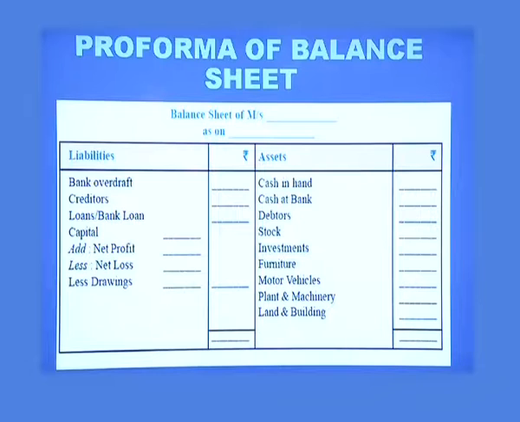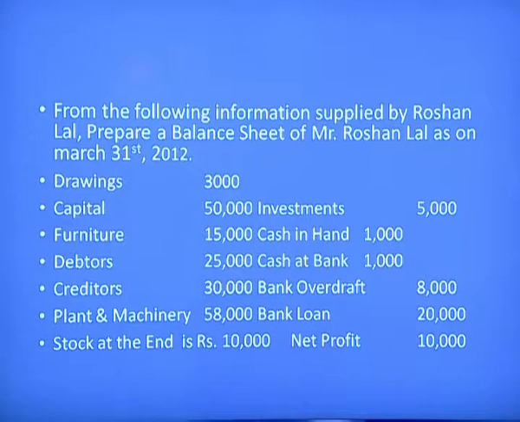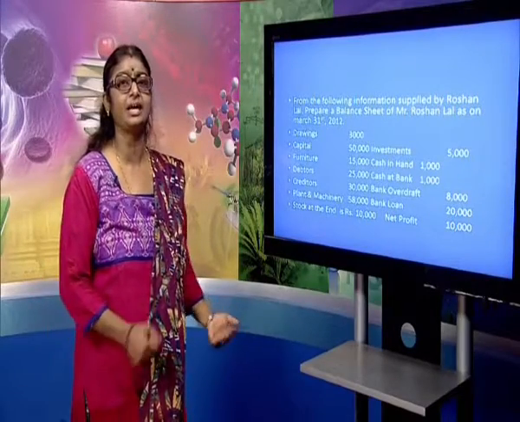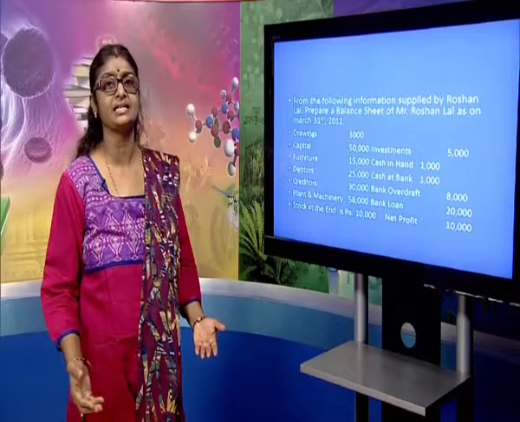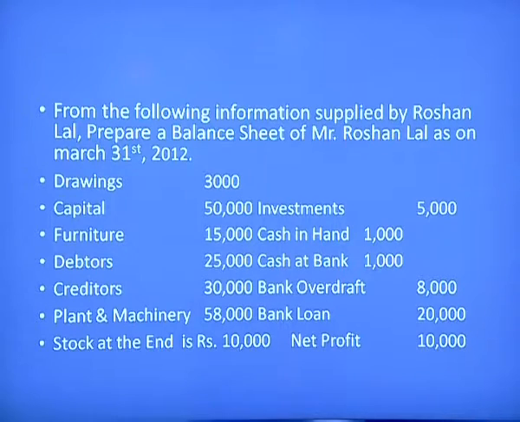Under assets, you can include all the fixed assets and current assets. Here I have written current assets first, that is cash in hand, cash at bank, debtors, stock. Under fixed assets, investment, furniture, motor vehicle, land and building, plant and machinery, etc. Here is also one question for the preparation of the balance sheet. We have given you drawings, capital, furniture; we just need to identify the liabilities and the assets. That is what we need for preparing the balance sheet.